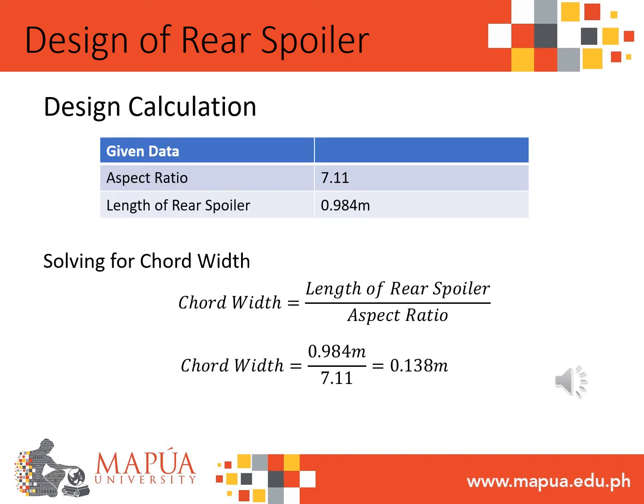Since we already have the value for aspect ratio and length of rear spoiler, we can use them to solve for chord width. By dividing the length of rear spoiler by the aspect ratio, we will have 0.138 meter for the dimension of our chord width.